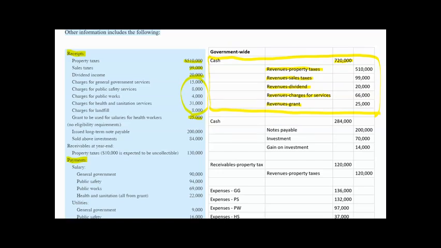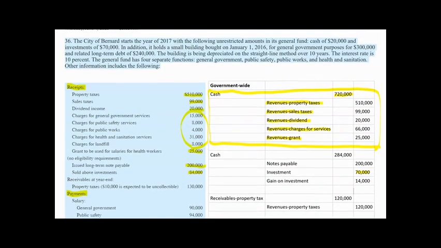borrowing. They issued notes payable, 200,000, and they sold their investment for 84,000. So the journal entry for this is to debit cash and credit notes payable, credit investment, and then credit gain on investment. The investment itself, 70,000, is the original balance on the books. So if we go back to have a look at the information here.